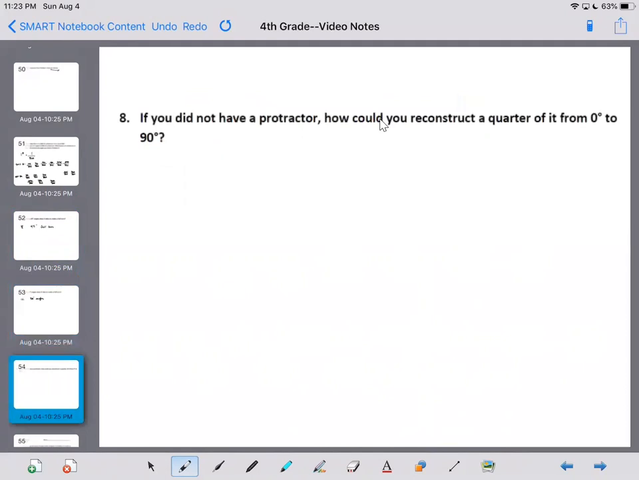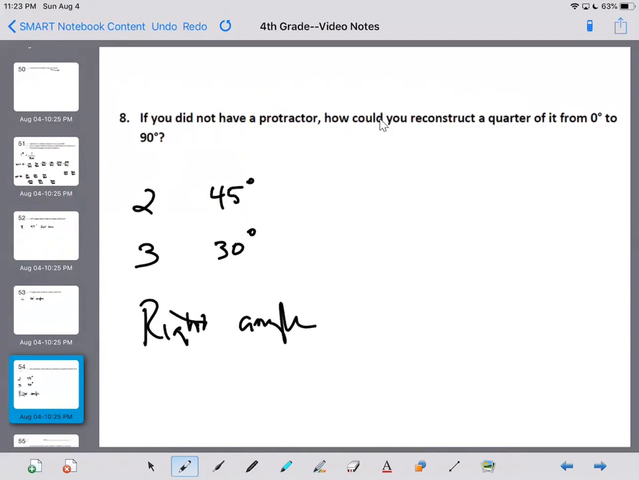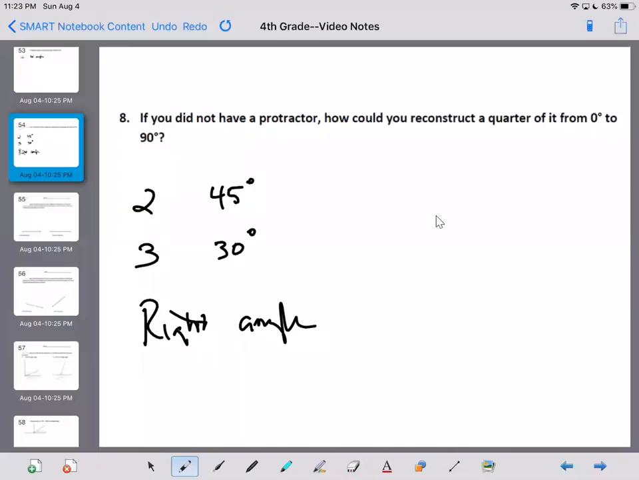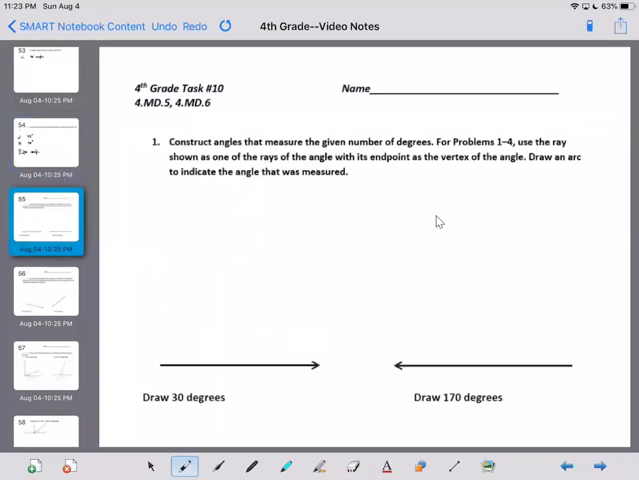And so if you didn't have a protractor, you think about how you could reconstruct a quarter of it from 0 to 90. Well, you can use two 45-degree angles. You could use three 30-degree angles and put those together to make that right angle template. So that concludes task 9. So we've got 2 more tasks to look at.